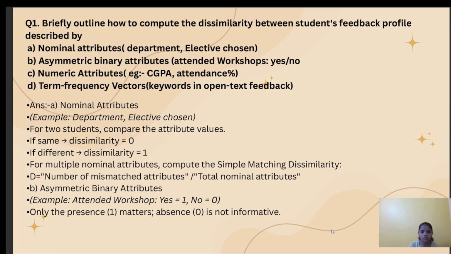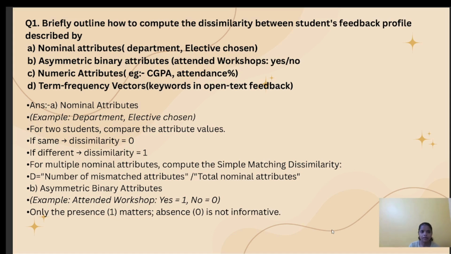The answer to the question is, for the nominal attributes like department or elective chosen, for example, when we compare two students, if they have the same attribute, then the dissimilarity will be 0, and if they have different, then the dissimilarity will be 1. For multiple nominal attributes, we compute the simple matching dissimilarity, which is D equals number of mismatches upon total number of nominal attributes.